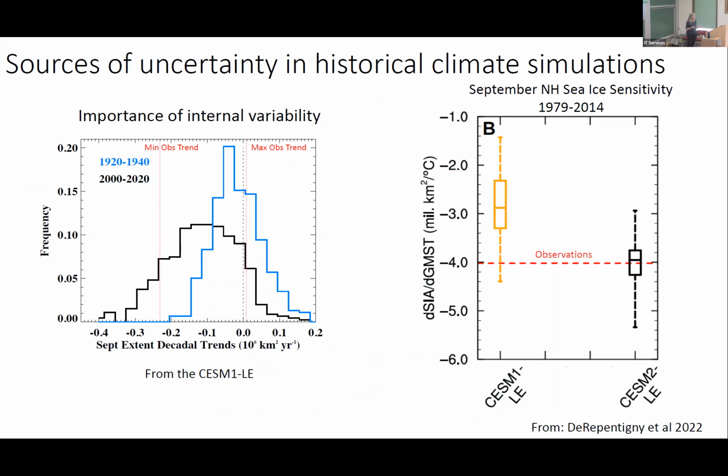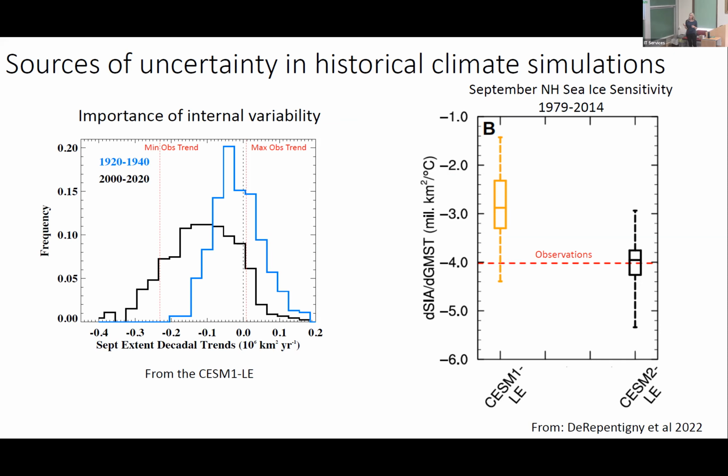We also have looked at sources of uncertainty in our historical climate simulations. And just showing two examples here, this shows kind of the importance of internal variability when you're looking at decadal scale trends. So I'm showing the histogram of September extent trends for two different time periods, the 1920 to 1940 time period in blue, and the 2000 to 2020 time period in black. And these histograms are from the CESM 1 large ensemble, where we have many different realizations of what the climate has done over time. So you can see that there's a shift in the distribution, but these distributions are very wide. Kinds of trends that we see in the observed system.